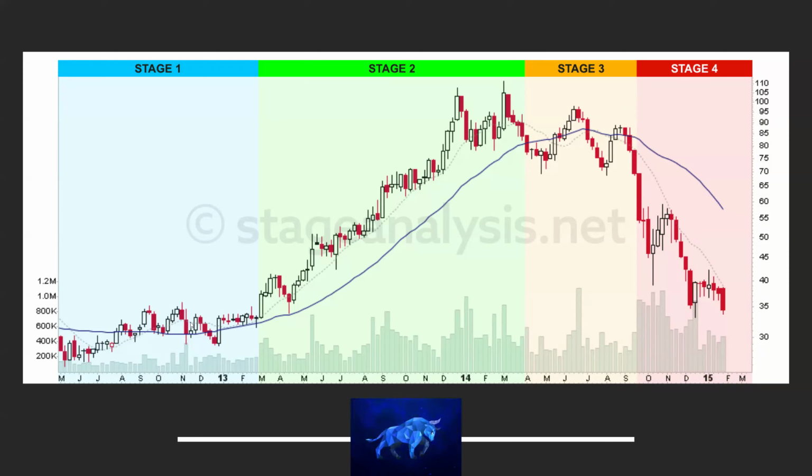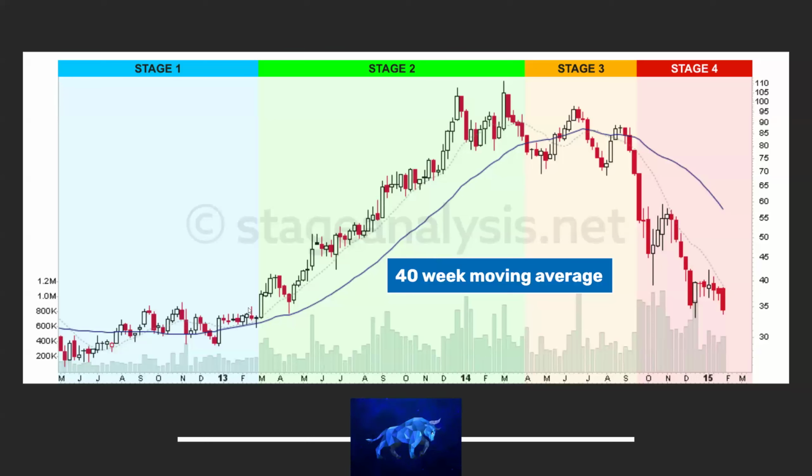It's not always going to look like this, where a name bases for this long period, triples, and then gets cut 75% back to where it started. It doesn't always round trip like that. It's certainly possible. And the way that this is judged is by using this 40-week moving average.